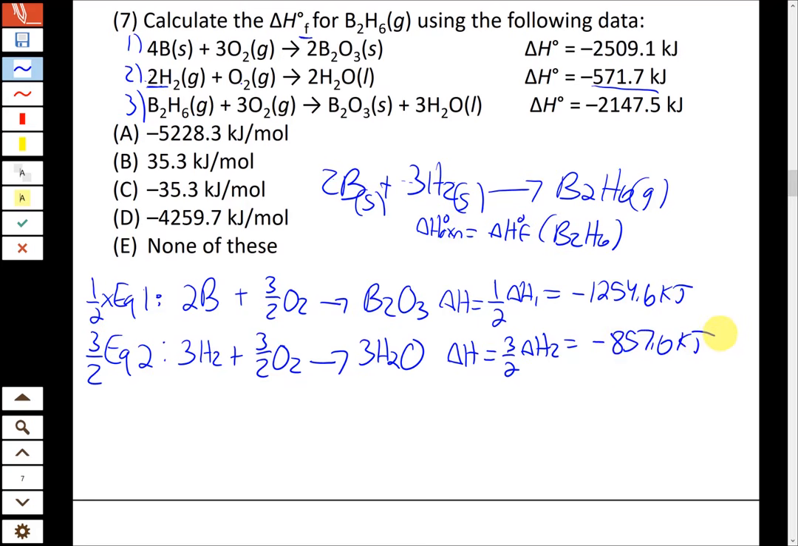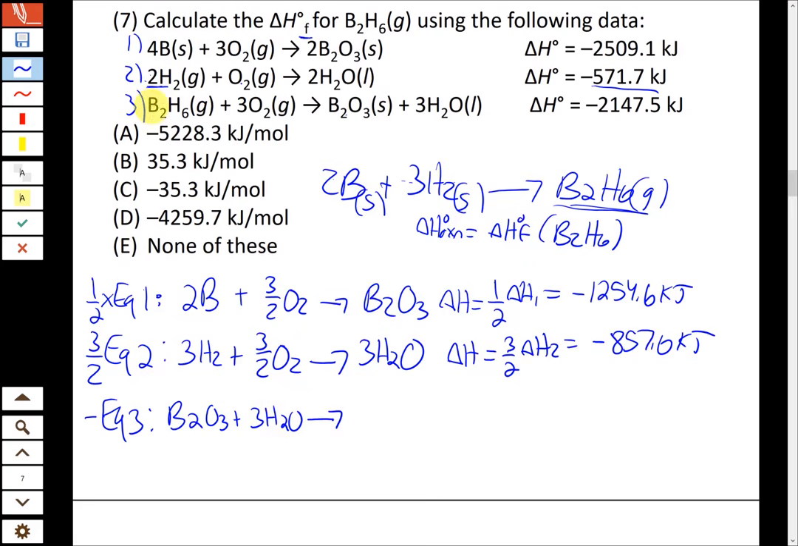All right, and then the last one here, we want one B2H6 as a product, but B2H6 shows up in the third equation as a reactant. So if it's on the wrong side of the arrow, we just need to flip the whole thing, and that's equivalent to flipping the sign of the delta H for that. So we're going to take the negative of equation 3, which is equivalent to flipping it. So the reactants in equation 3 become the products, and the products in equation 3 become the reactants. So B2O3 and 3H2Os go over onto the left side.